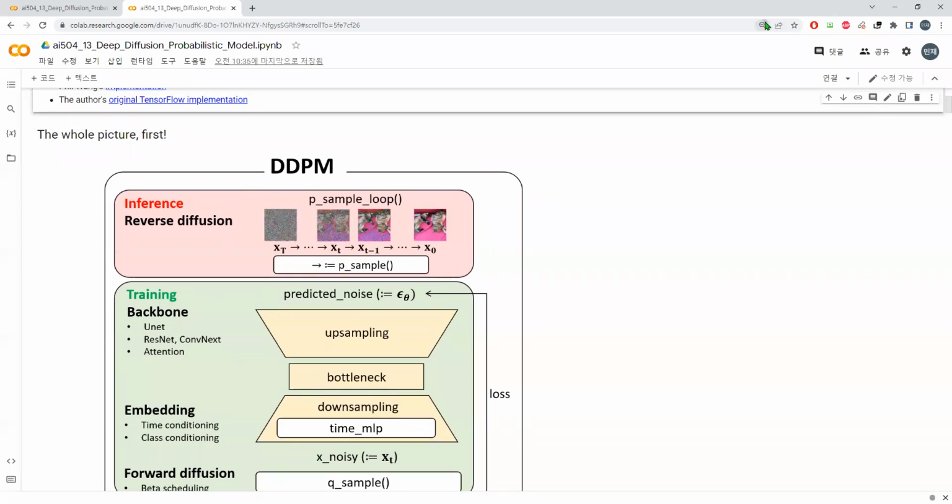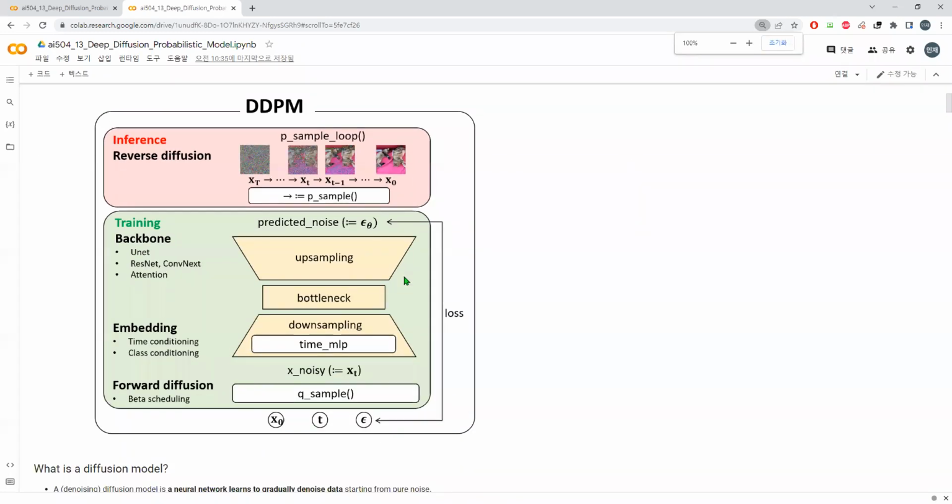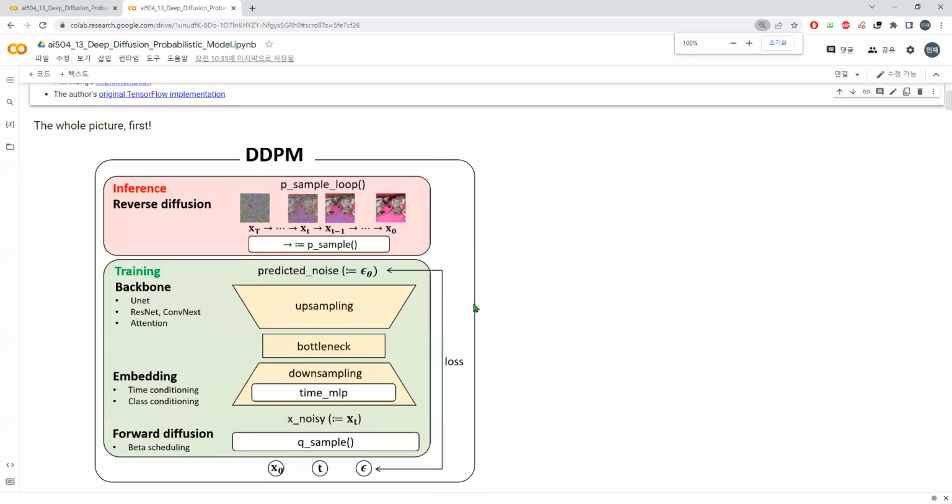Okay, the whole picture first. There are a bunch of modules in this tutorial, so I summarized the flow in the figure. I summarized the flow in the figure, and you guys are already, I mean, Professor Edward Choi already covered the theoretical parts of this class, but let me recap.